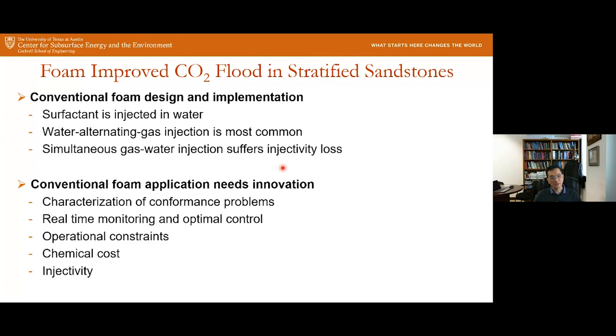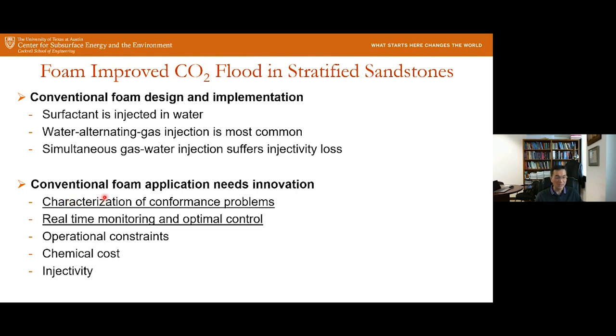But even for conventional foam, which has been tested for, I would say, over 30 years, we still see a lot of room for improvement. And this pilot is one demonstration of the need for improvement. The improvements can be found in this list: characterization of conformance problems, real-time monitoring and optimum control, and also operational constraints, chemical cost, and last but not least, injectivity. In these areas, definitely, they need more innovation and more improvement.